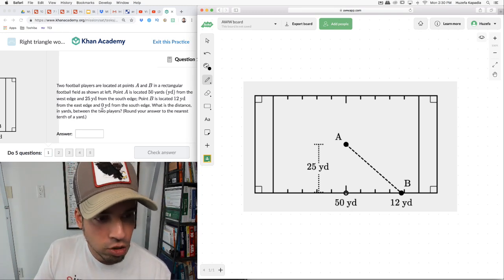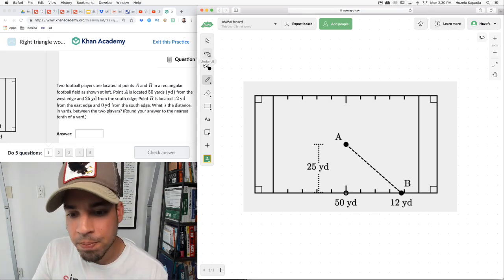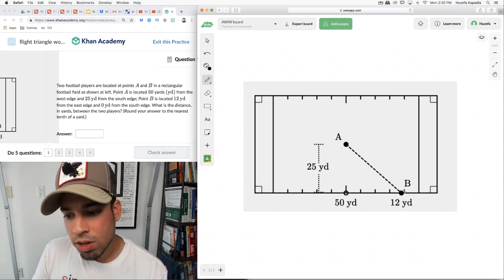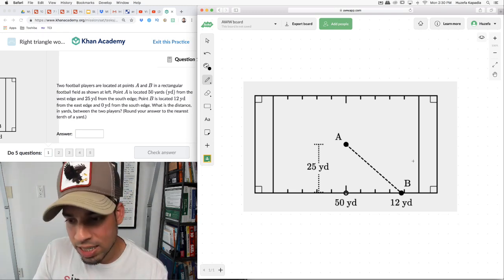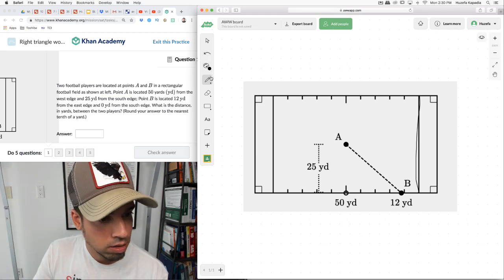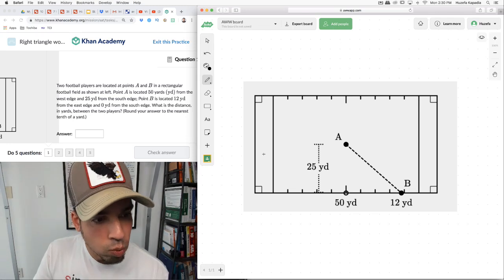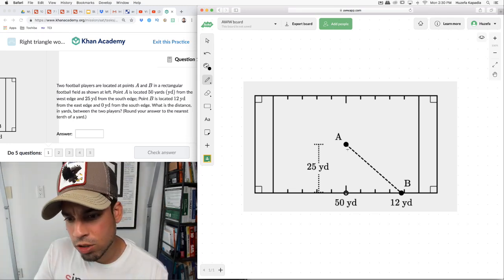From the west edge and 25 yards from the south edge, and I think this would be considered the south edge, even though it doesn't show it in the diagram. Point B is located 12 yards from the east edge. Again, that would be this guy right here. And 0 yards from the south edge, because it's on the south edge, as you can see in the diagram. What is the distance in yards between the two players? So from A to B.